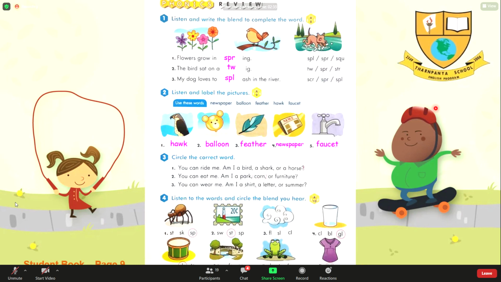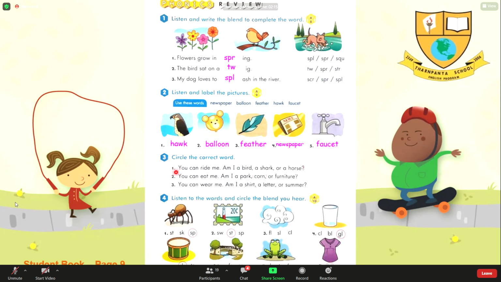Yes, let's go to number 3 now. Please turn on your cameras because if not, I can't see you and I can't tell if you finished or not. So let's take a look at number 3. Turn on your cameras, please. Now we need to circle the correct word, all right?